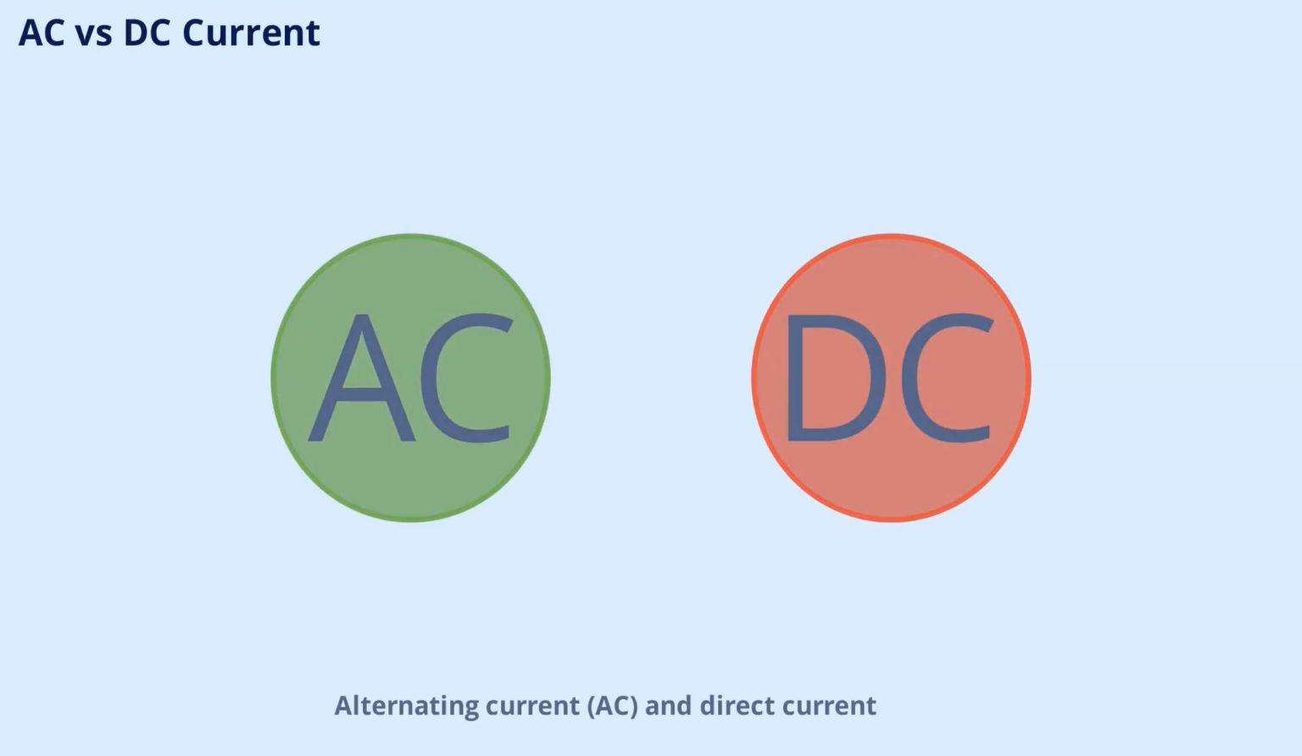Alternating current, AC, and direct current, DC, are two types of electric current. AC changes direction periodically, while DC flows in one direction only. Most household electricity is AC because it's easier to transmit over long distances. DC is commonly used in batteries and electronic devices. Understanding the difference between AC and DC is crucial for working with electrical systems and choosing the right devices for specific applications.